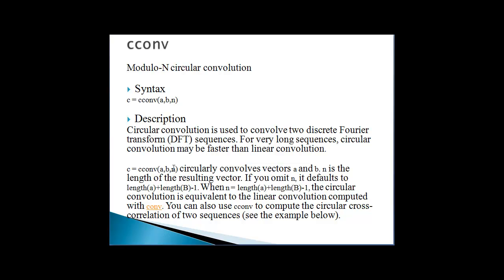Now if you omit n, it defaults to length of a plus length of b minus 1. Okay, that is, the value of n is calculated as length of a plus length of b minus 1. Now when n is equal to length of a plus length of b minus 1, the circular convolution is equivalent to the linear convolution computed with the conv command. You can also use cconv to compute the circular convolution of two sequences.